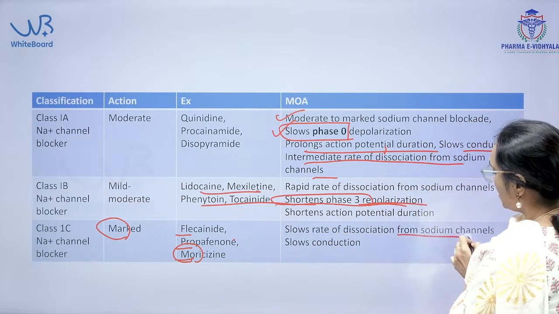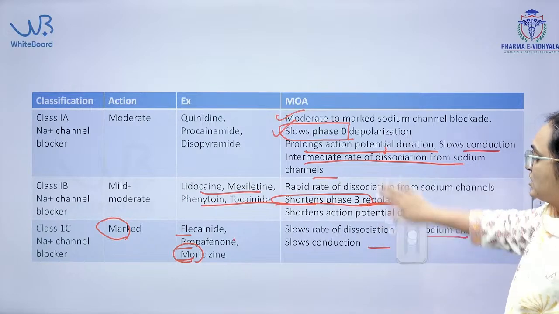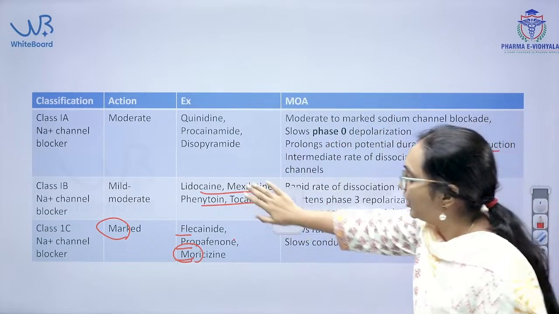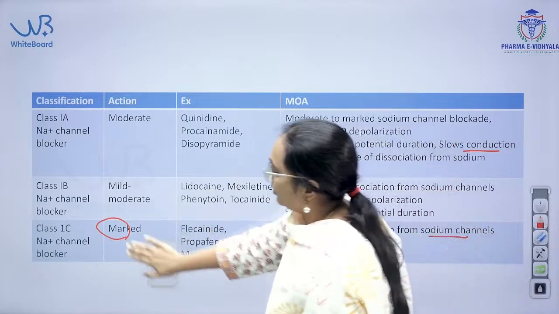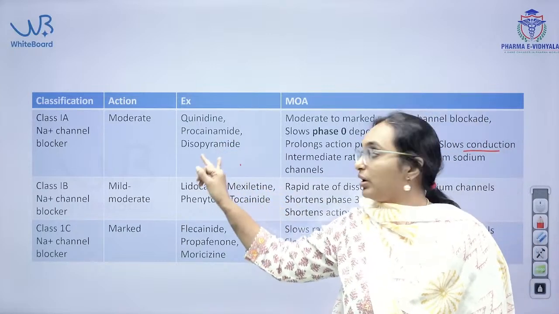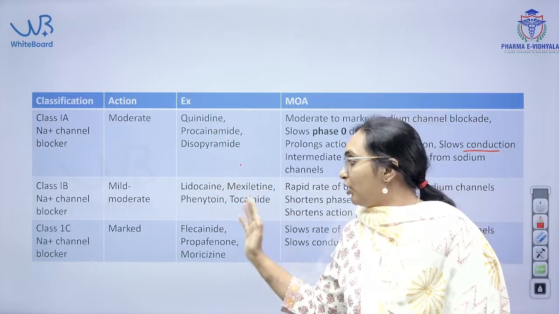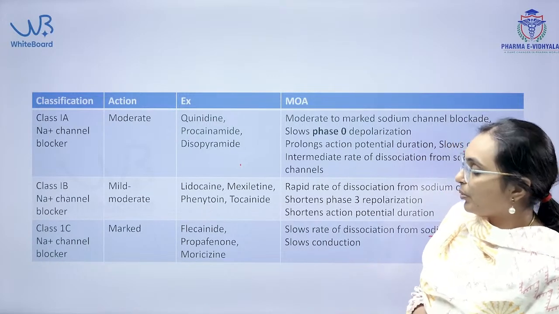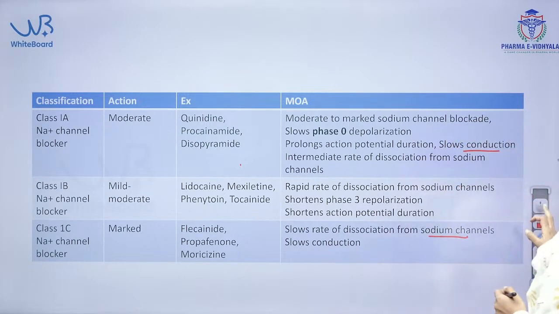Slows the rate of dissociation from sodium, slows conduction. Action is the same. Phase 0 is 1A, phase 3 is 1B. Okay, these are the drugs you have to remember. Double quarter is disopyramide, procainamide and quinidine. Lidocaine, mexiletine, phenytoin, tocainide is class 1B. Flecainide, propafenone, moricizine is class 1C.